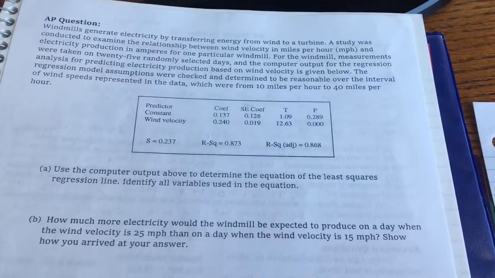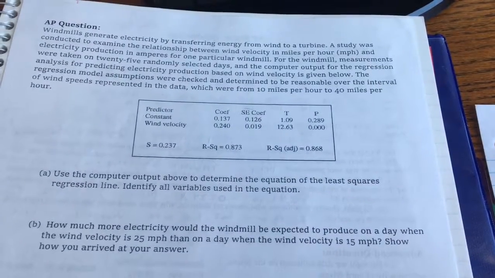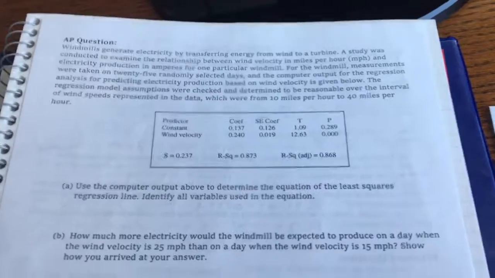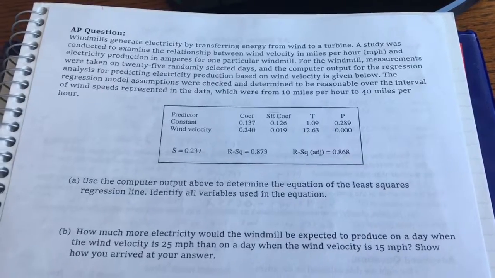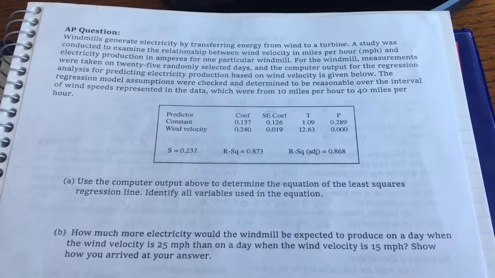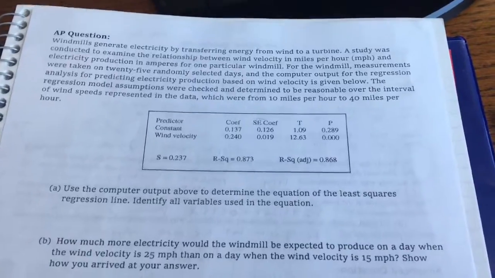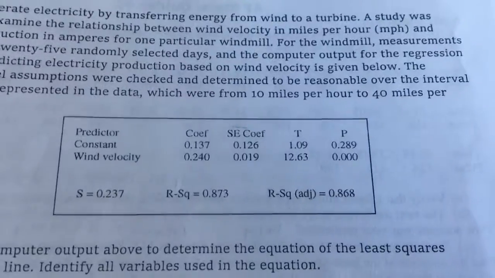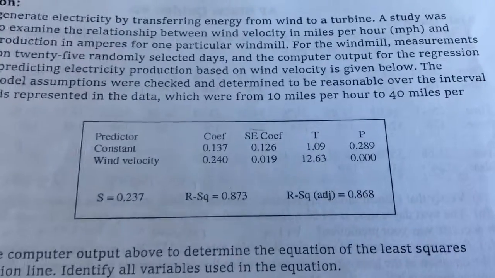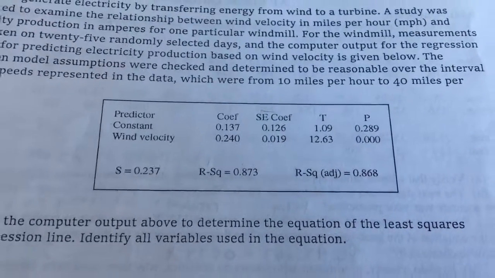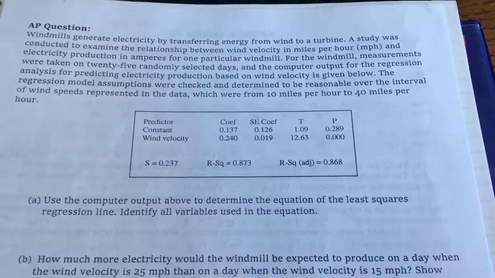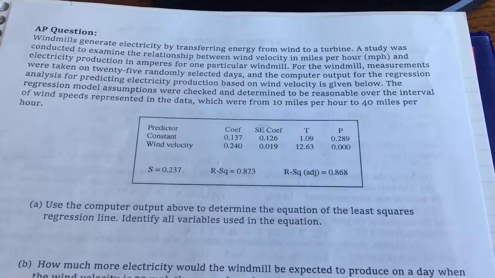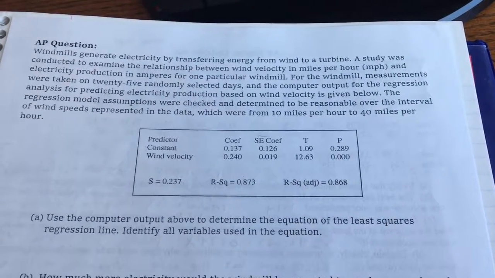So that is less than, I guess, would be expected for a hard drive of that size, so definitely a good deal. The final AP question is talking about the relationship between wind velocity in miles per hour and the energy production of the windmill in amperes. So it gives us this calculator output screen which has r squared values and gives us sufficient information to build a linear regression equation. So part A is asking us to use that output to determine the equation of the least squares regression line, and then to go ahead and identify all the variables.